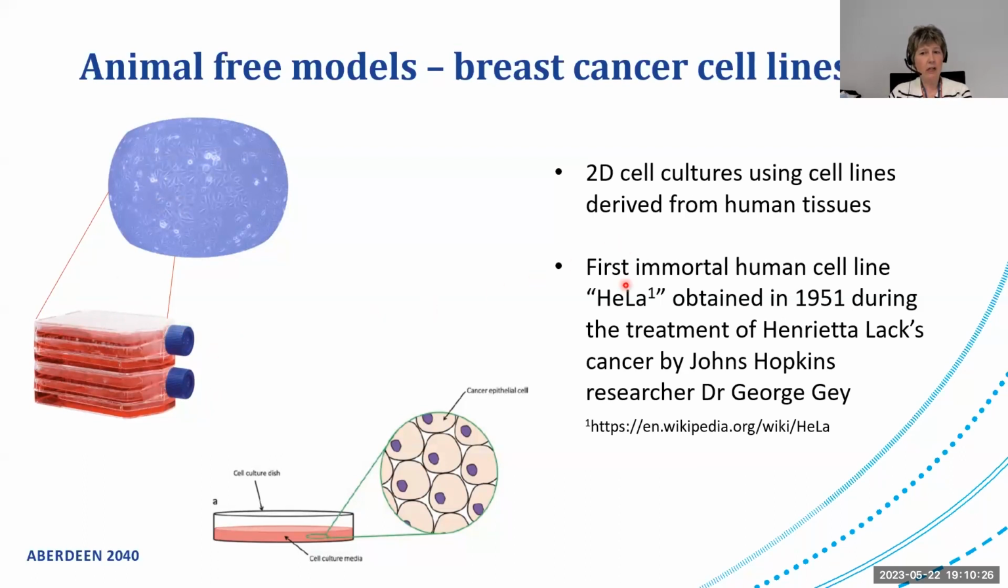The first immortalized human cell line was the HeLa cell line, which was obtained in 1951 from cells taken from Henrietta Lacks during treatment for her cervical cancer. And they were instigated in Johns Hopkins laboratory by researcher Dr. George Gay. However, breast cancer cell lines, and indeed all cancer cell lines, are a rather simplistic model because they just comprise the cancer epithelial cells themselves.